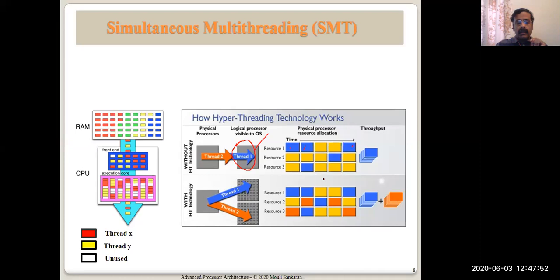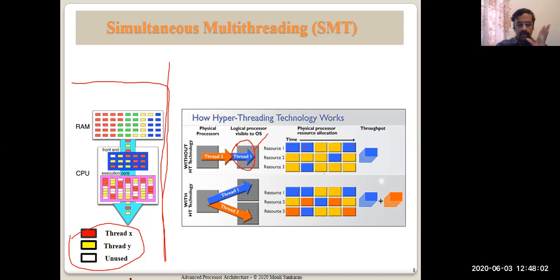This coding is only for this picture. Okay, don't get confused. Yellow is here also and here also. Okay, I'll put a big line so that you don't get confused.